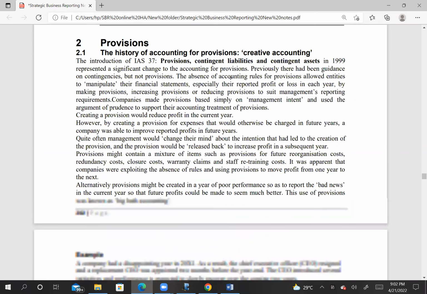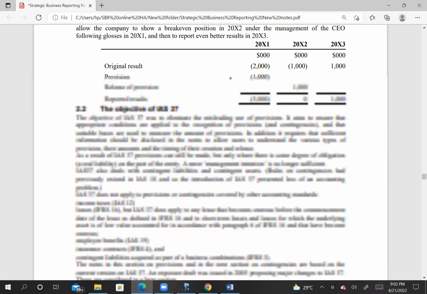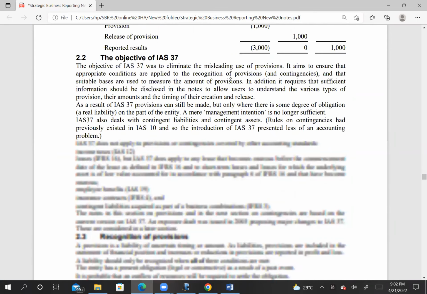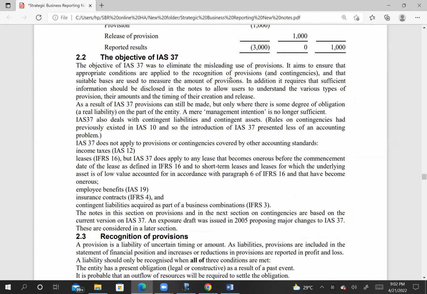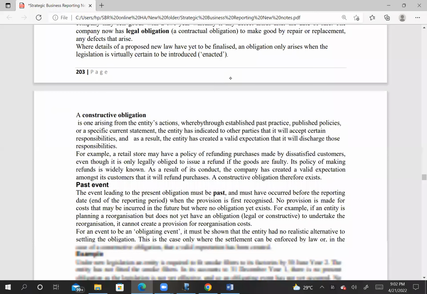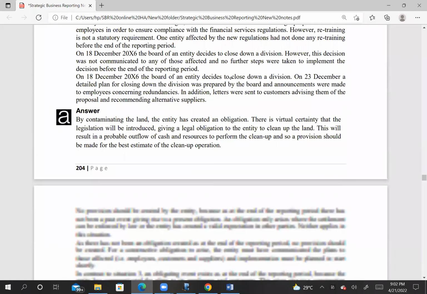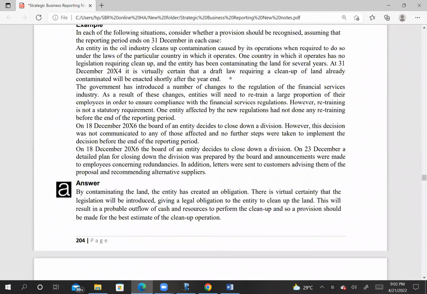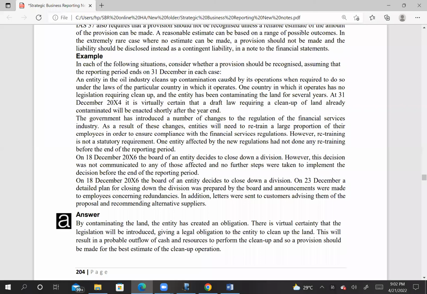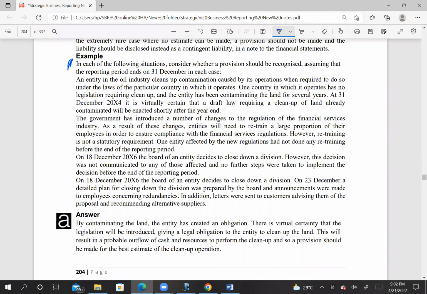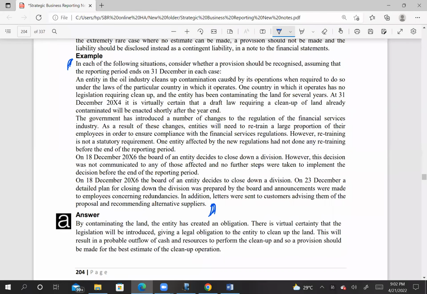This is a topic which we are doing. We discussed the recognition of the provision. Okay, now this is a case study. Please read the case study. Read it.